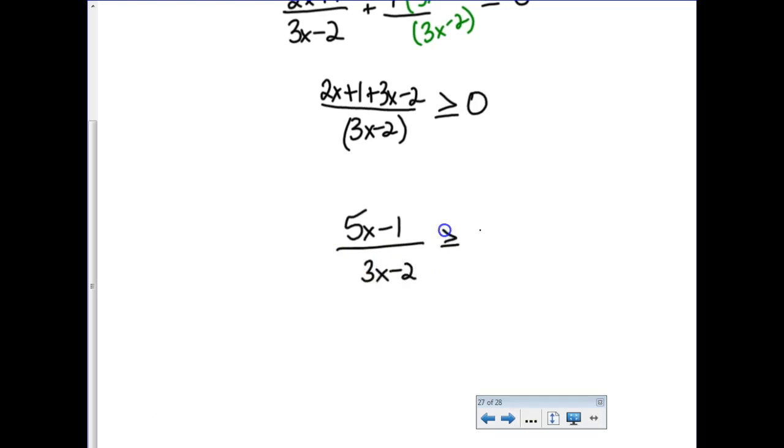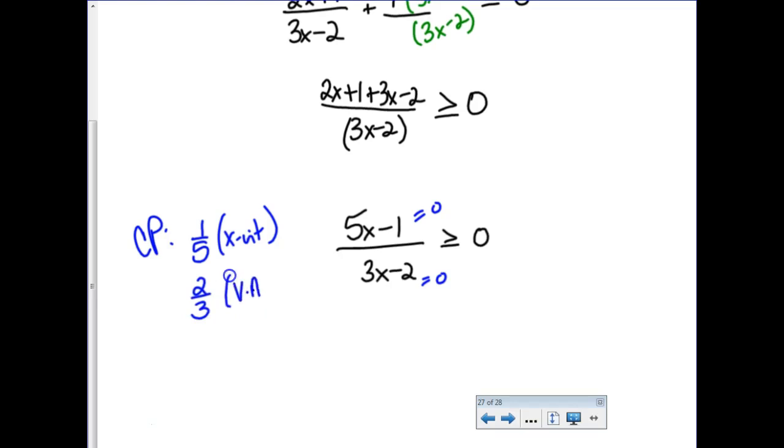When is this greater than or equal to 0? So as far as critical points go, it would be when your numerator and your denominator come out to 0, because either place is a possibility for a sign change. So the numerator is 1/5. That's going to be your x-intercept. And the denominator is when x equals 2/3. That's going to be a vertical asymptote. Now this time we finally have a case where there's an equal to bar. So we have to keep that in mind when we get to our sign chart.